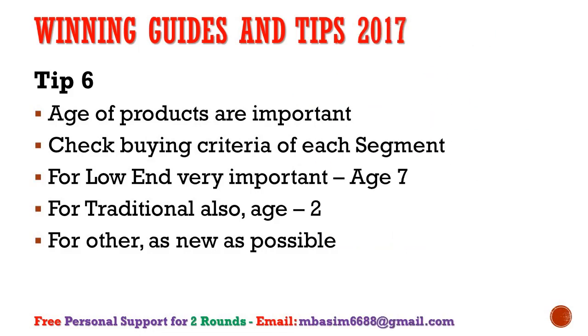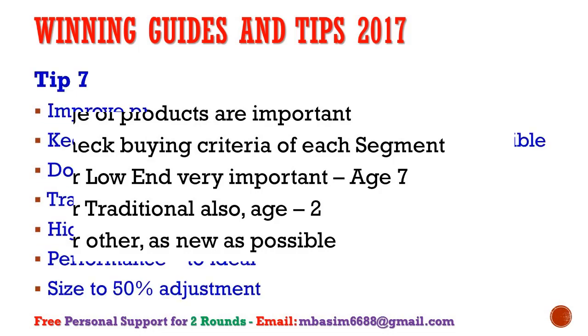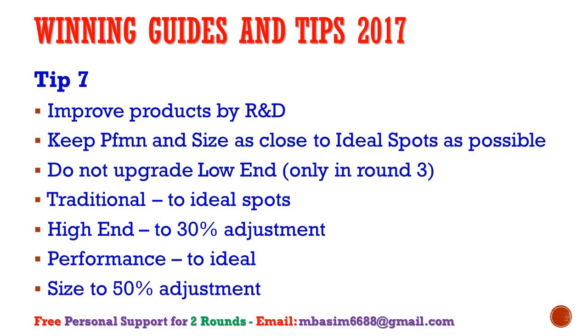Tip number 6: each product is important. We need to check the buying criteria of each segment. For low end, it's very important for the age to be close to 7. And for traditional, also age, for example 2. For the others, it can be around the most optimal age. So we need to update every round.